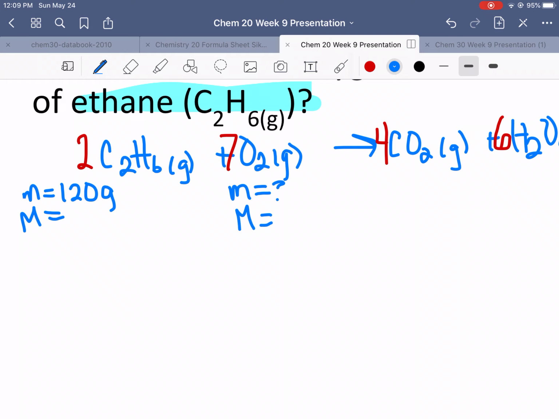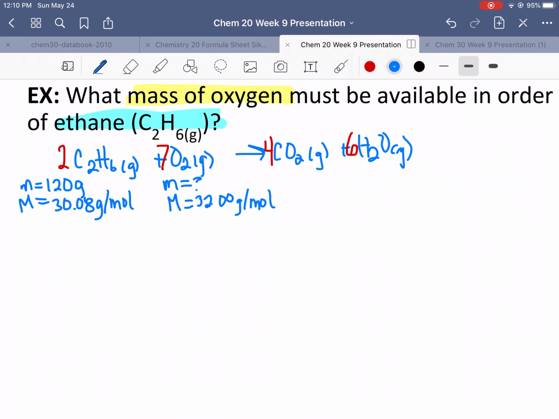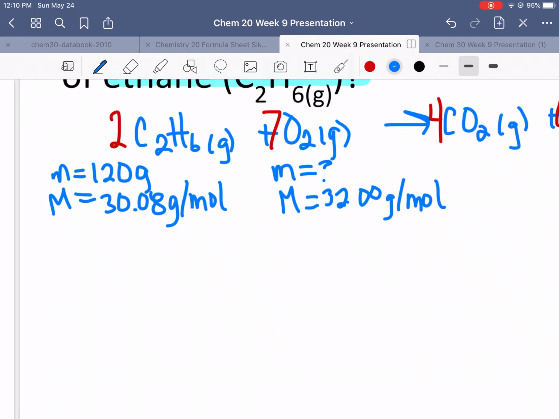Calculate it out for ethane, you would get 30.08 grams per mole. And for oxygen, it's 16 times 2. We get 32.00. Sig digs, the zeros need to be there. Grams per mole. Okay. Now, again, think about it. How do you get the number of moles of the given to then use that for the required? Well, given is ethane. So let's start working through that one.